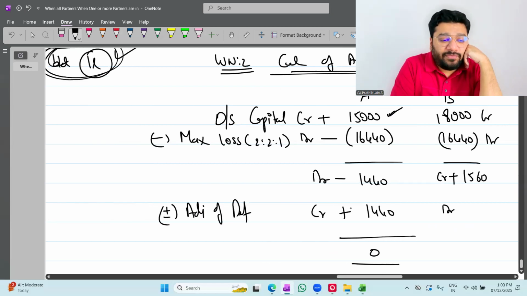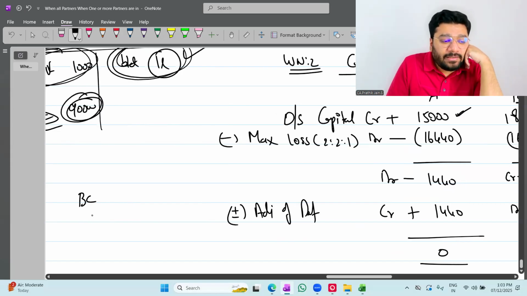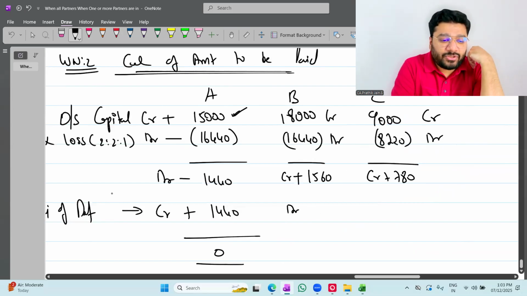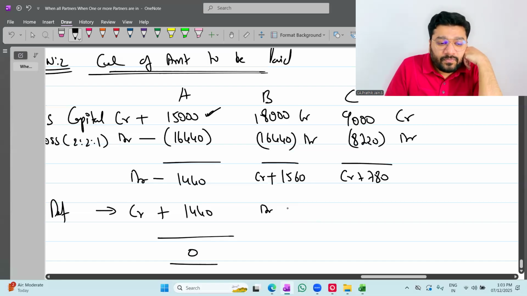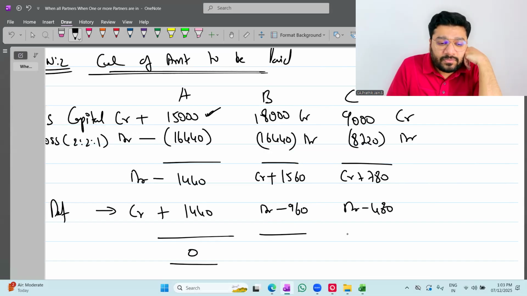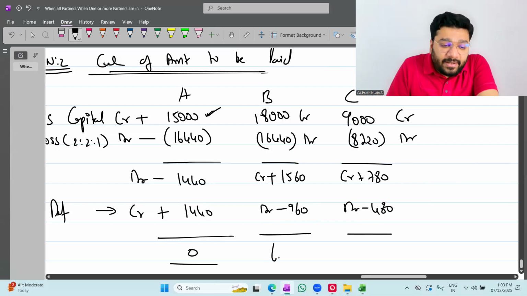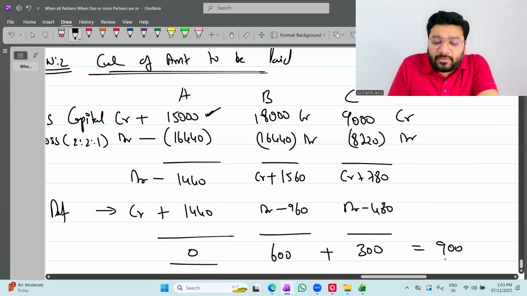Because what is the journal entry for deficiency? B's capital, C's capital to A's capital. So A's capital is credited, so credit in this amount. And B and C should be debited. How much? 960 and 480. Now tell me the balance, people. 600 and 300. Even after adjusting the deficiency, we are getting positive balance in B and C. Now, if you add these both, it will exactly match with your amount.